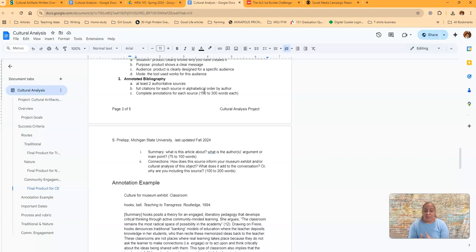Your third piece, of course, is still that annotated bibliography. And again, I would highly recommend that you have a source maybe that looks at the community in some way, and then possibly a source that looks at the particular issue that that community is facing or is concerned about. The annotated bibliography should have the summary and then the connection of how this research supports your cultural analysis of this particular community.